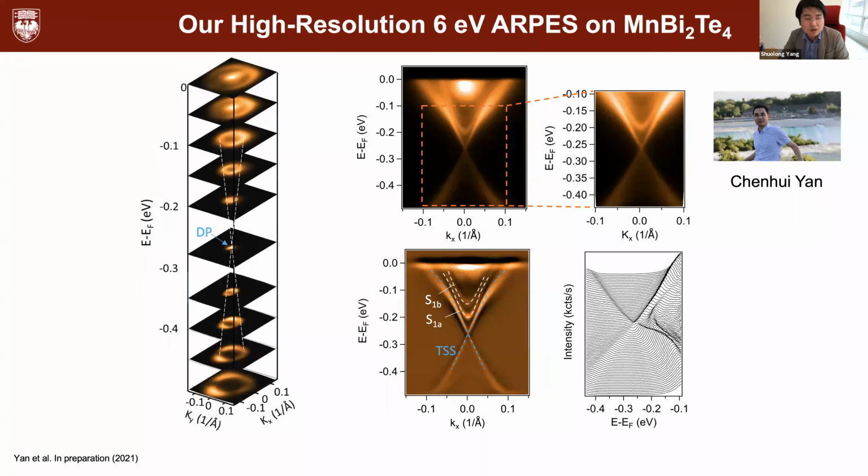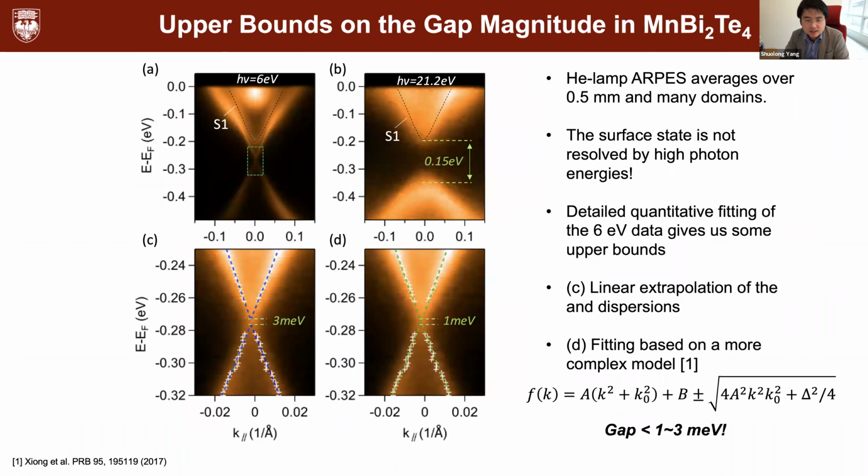So this is our high resolution 6 eV ARPES. This is using one of our beamlines. And you can really see that this is fantastic data with very high quality. From first glimpse, it seems we do not really see a gap in this cross feature, which is a topological surface state. I should mention that this is a work led by my postdoc, Chen-Hui Yan, and we're preparing a manuscript on this. But exactly how small is the gap?